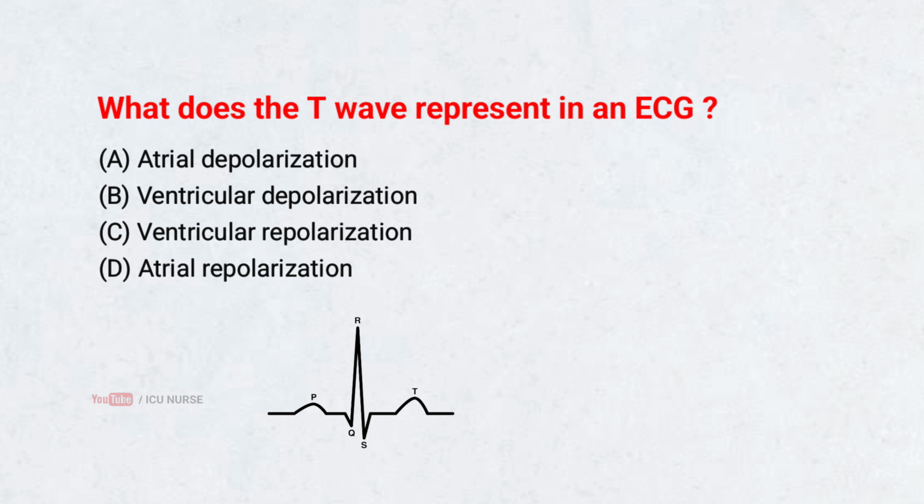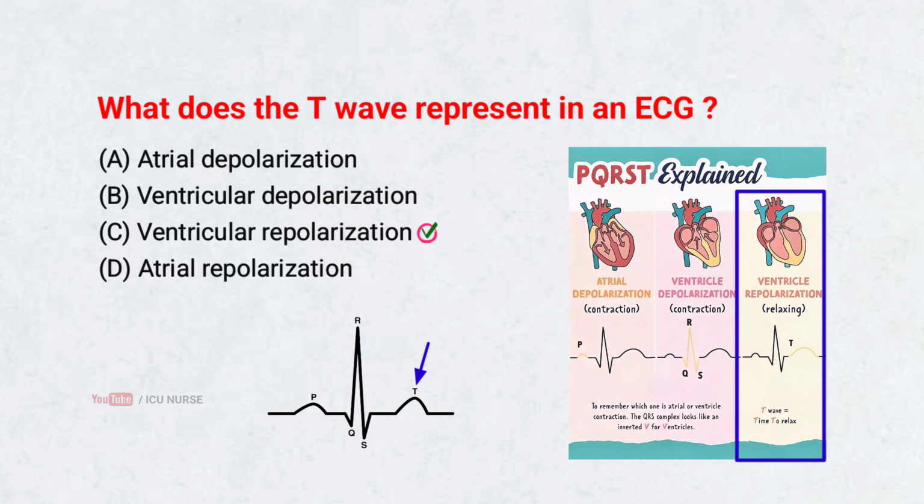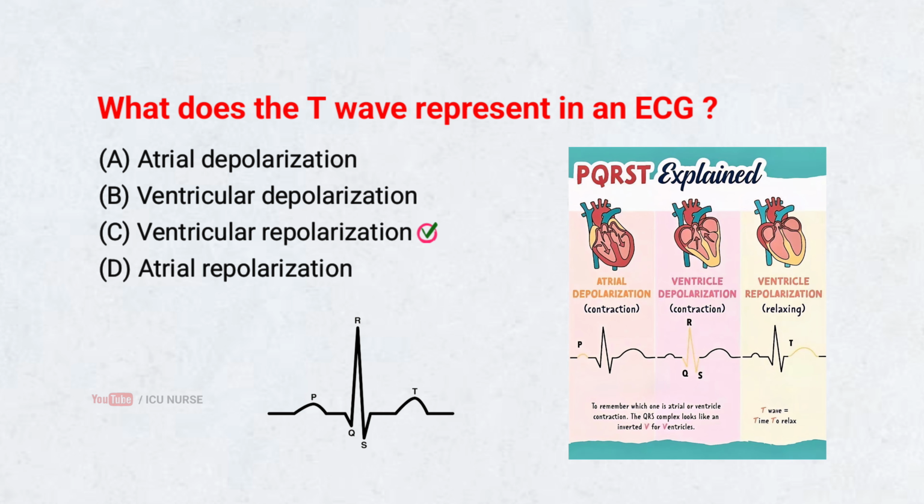What does the T wave represent in an ECG? A. Atrial depolarization. B. Ventricular depolarization. C. Ventricular repolarization. D. Atrial repolarization. Correct answer C. Ventricular repolarization. The T wave represents ventricular repolarization, which means the ventricles are relaxing and resetting after they finish contracting. This resetting prepares the heart for the next heartbeat.